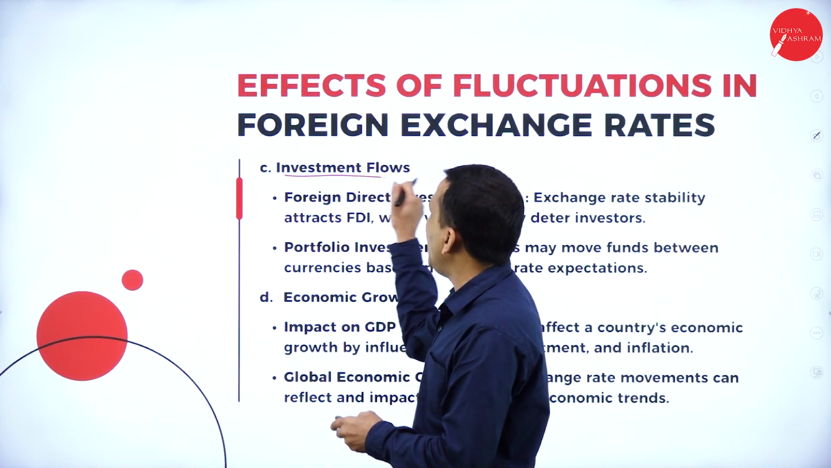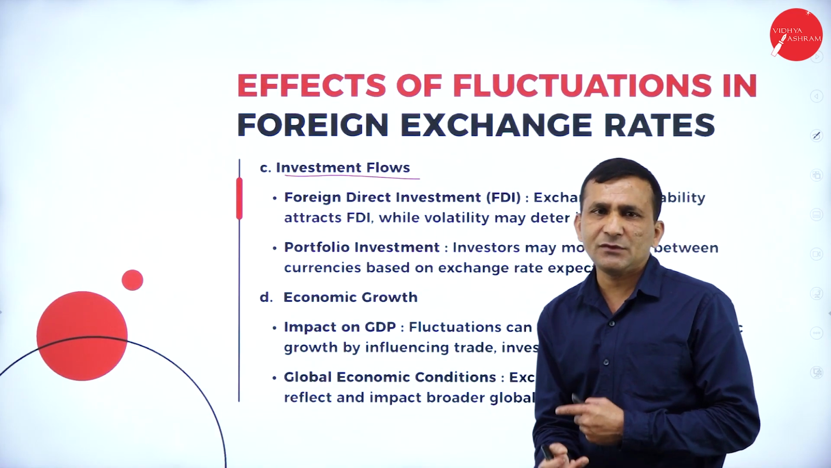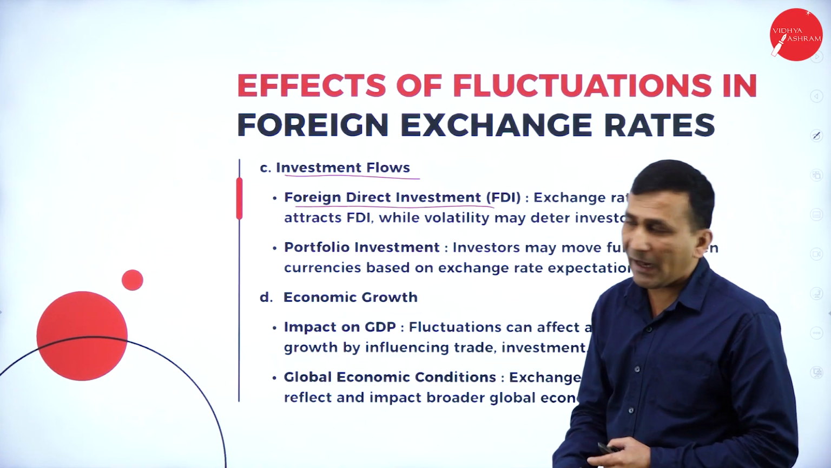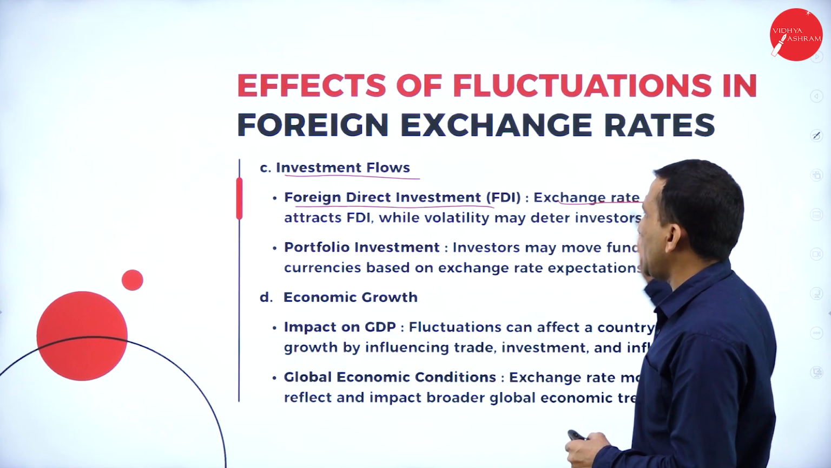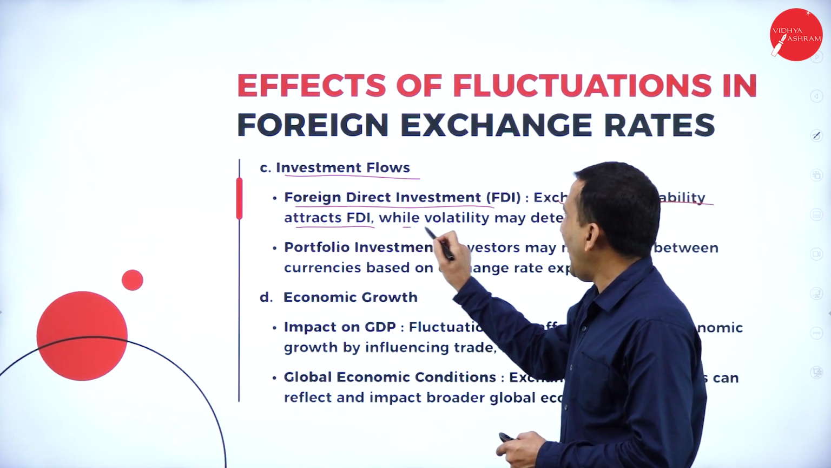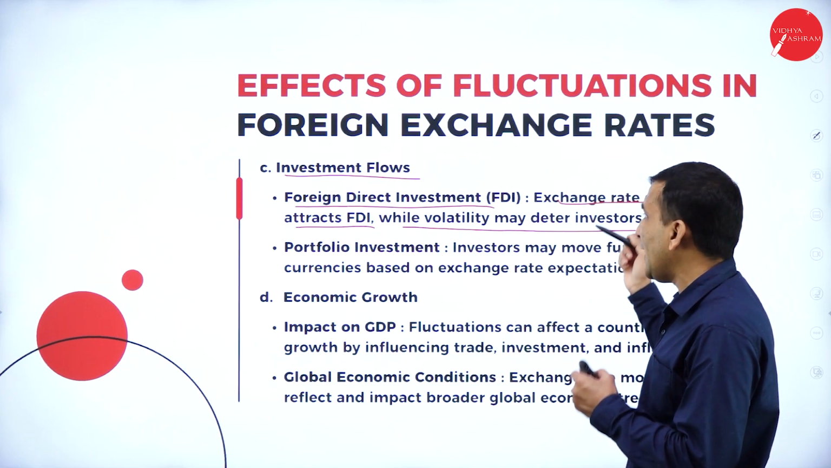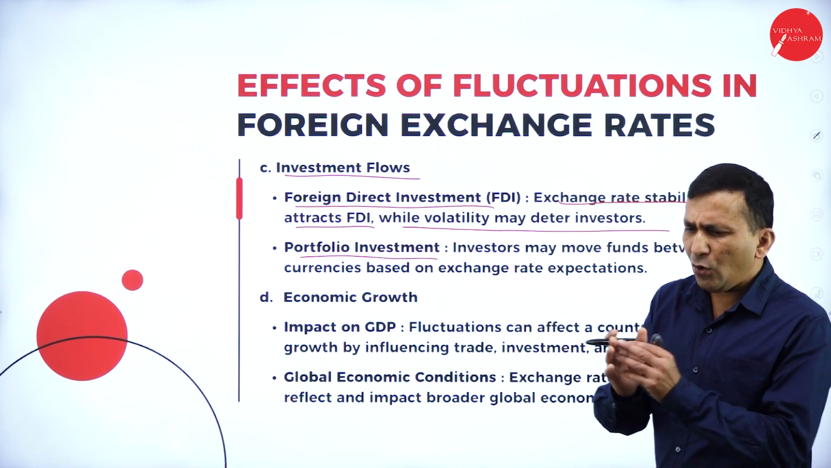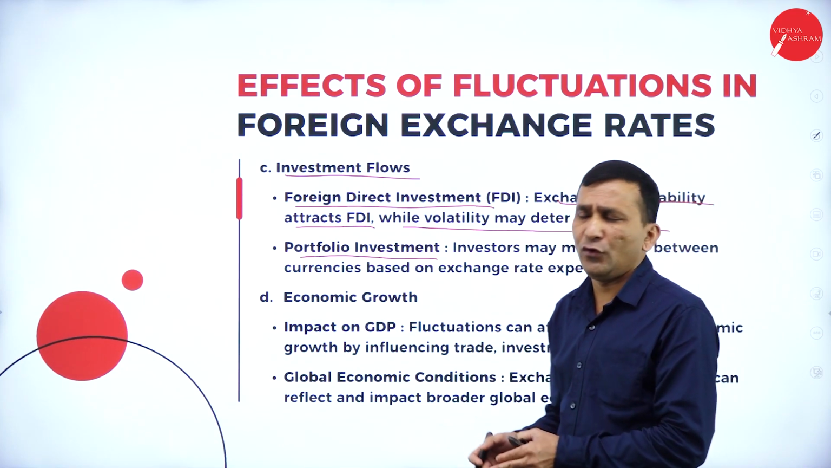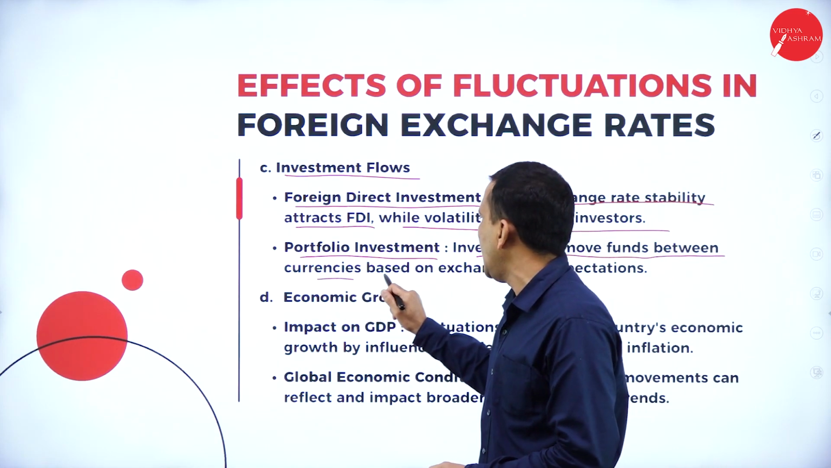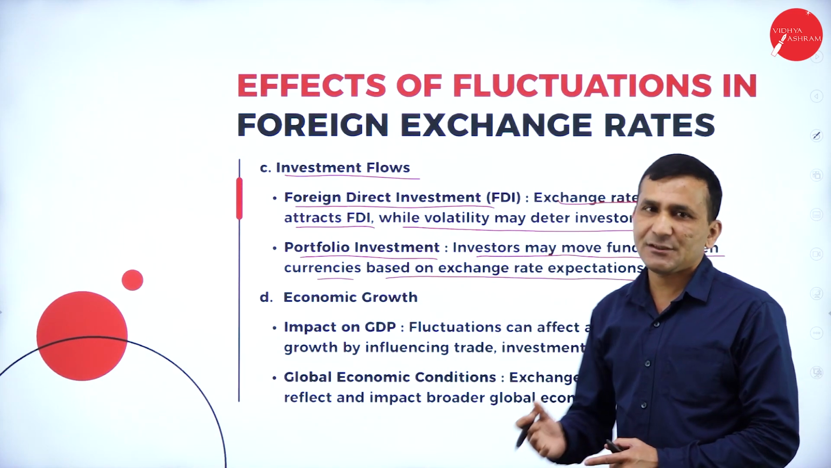And moving to the investment flow. What investment flow are we finding? One is foreign direct investment, FDI. Exchange rate stability attracts FDI, while volatility may deter investors. Next one, portfolio investment, how it is diversified into the portfolio. Investors may move funds between currencies based on exchange rate expectations.